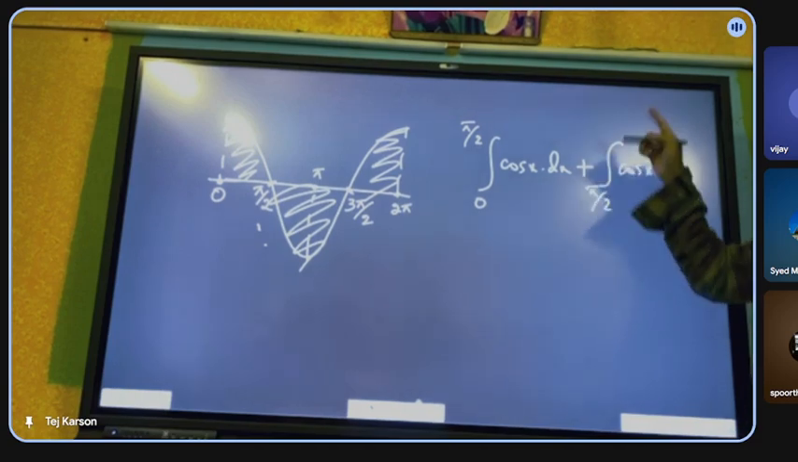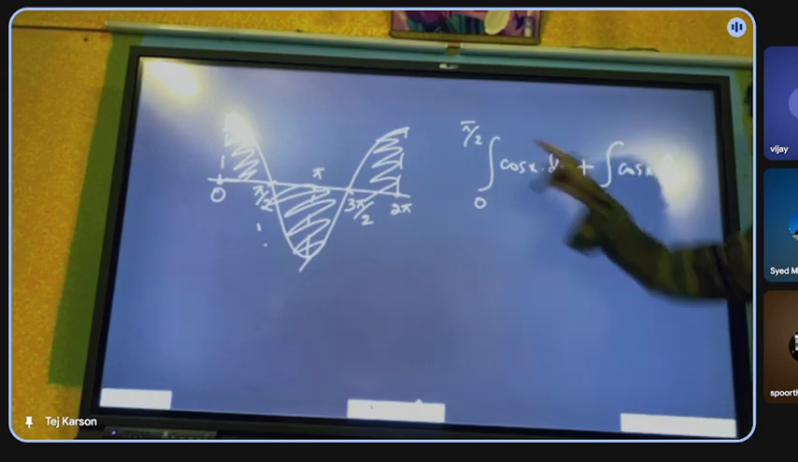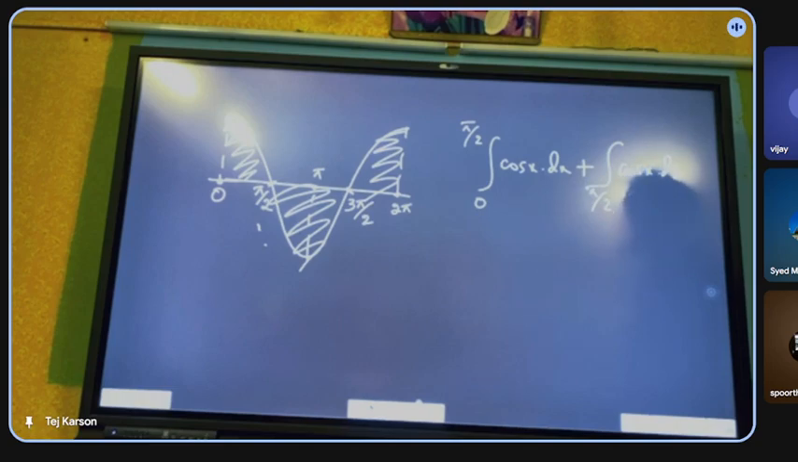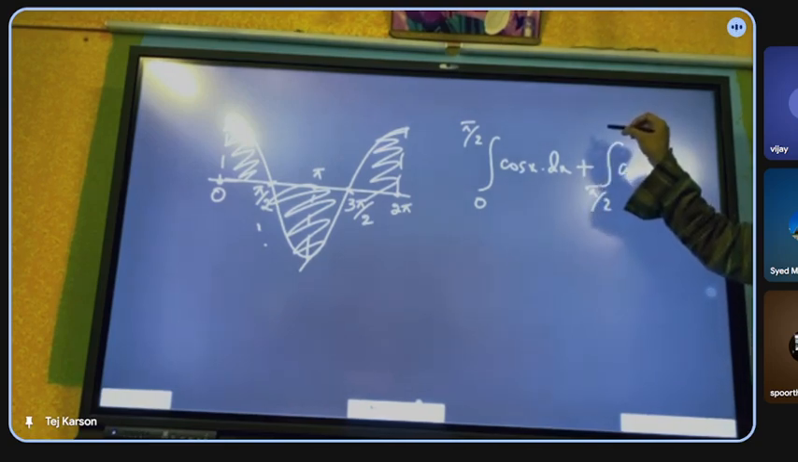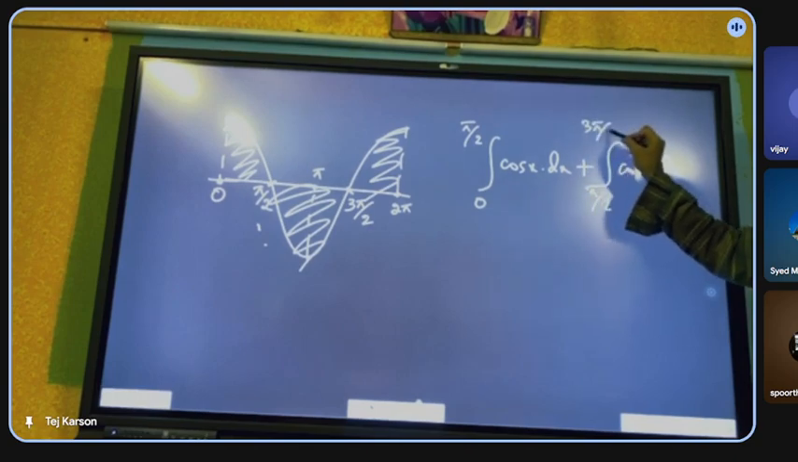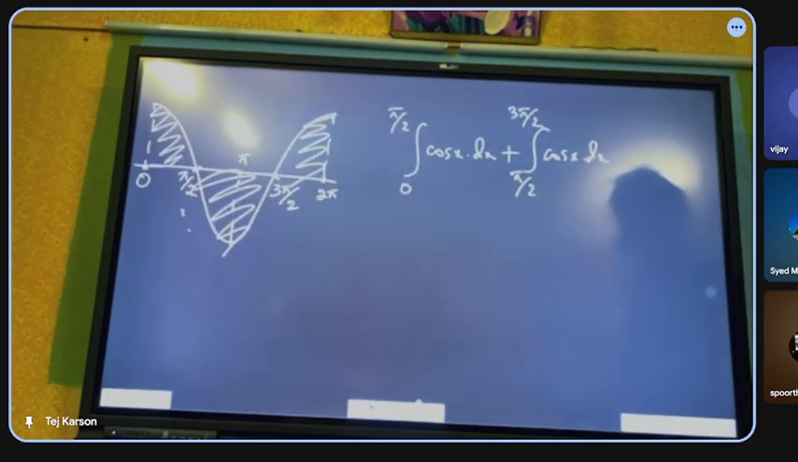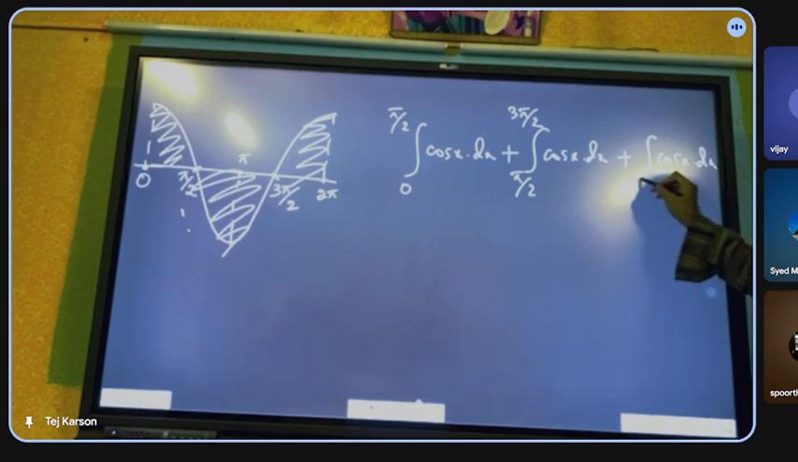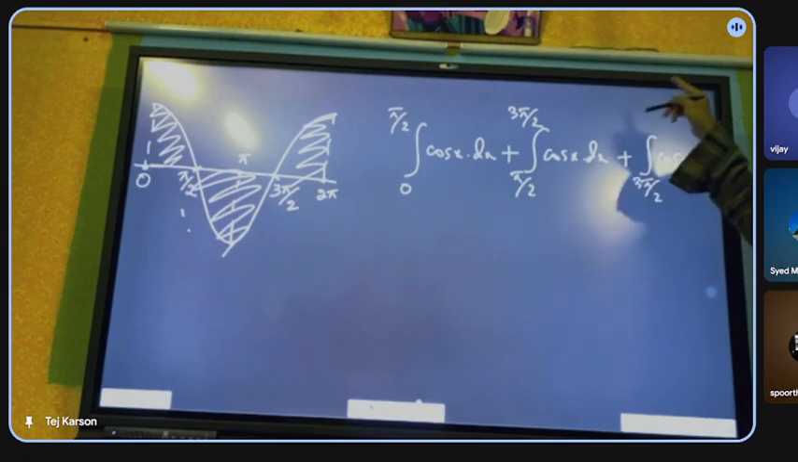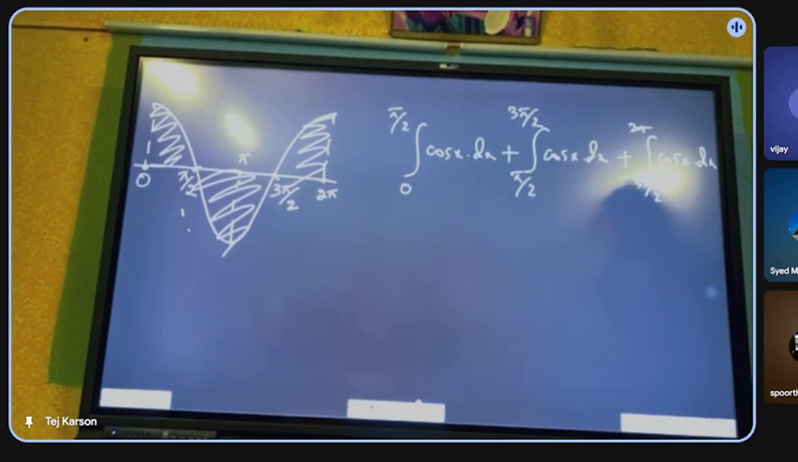Before I talk about the ending part, check: upper limit of this, lower limit of this. Is it matching? Which means we are on the right track. This pi by 2 goes and stops at 3 pi by 2. Correct? Now, does the cos stop there? No. It again travels, plus integration of cos x dx, from where? 3 pi by 2, and goes up to where?